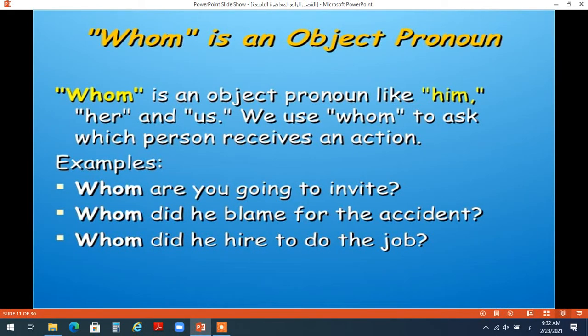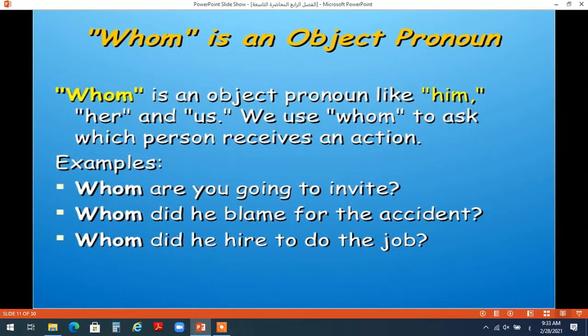For example, whom are you going to invite? For example, the original sentence is I am going to invite Nada. So Nada will be the object in the statement. If we want to ask about the object, we use the WH word whom.